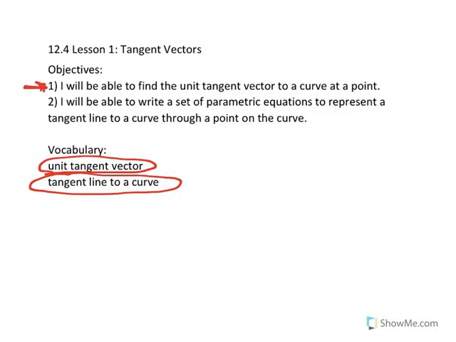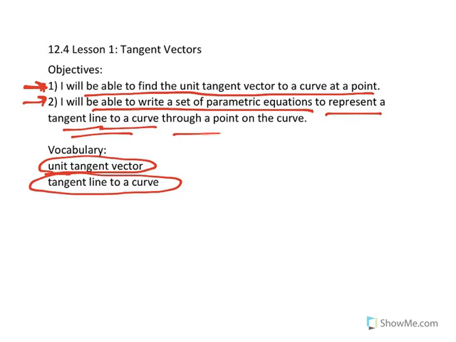We just looked at objective 1. You'll be able to find the unit tangent vector to a curve at a point. And now we'll take a look at objective 2. You'll be able to write a set of parametric equations to represent a tangent line to a curve through a point on the curve.